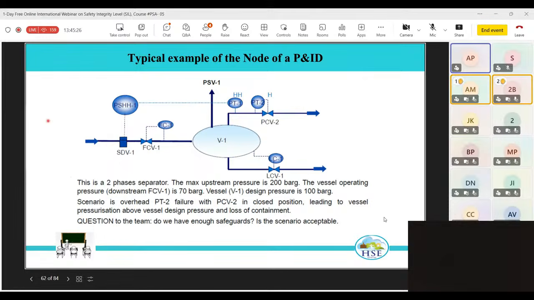Now, a typical node of a P&ID is shown here. Please study this node, then I will explain what it is. We will try to do a very small HAZOP of this very quickly, but we'll do only for this node. We will do an explanation as given in the note, and then we will explain how we will do the HAZOP for this very small node of a P&ID. Just study this for 5 minutes, then I will respond.